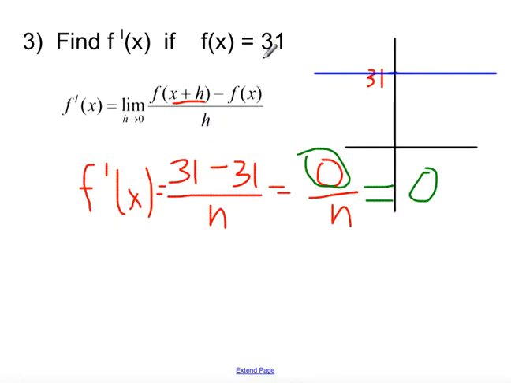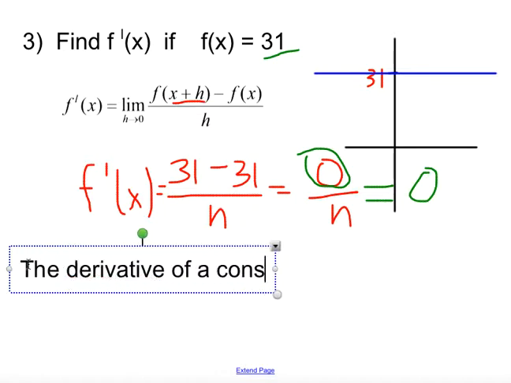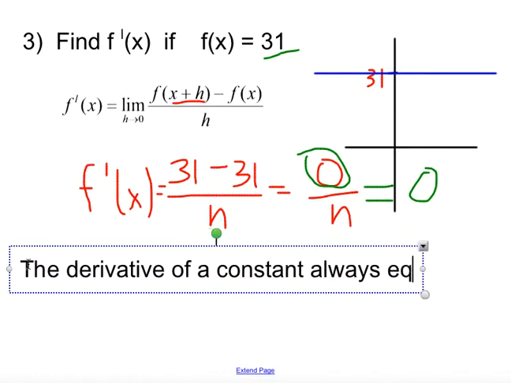So what this is, also, we could say 31 is a constant, and it's a rule: the derivative of a constant always equals 0.